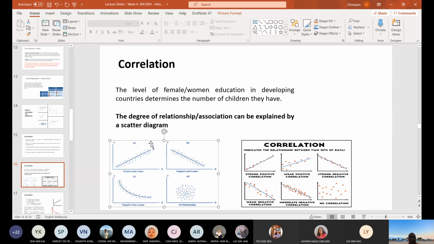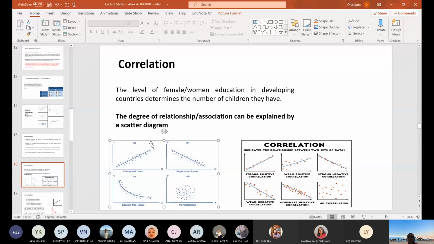That is a positive relationship. The higher the level of education, the higher the number of children you have. So that's a direct relationship, a positive one: when one increases, the other increases.